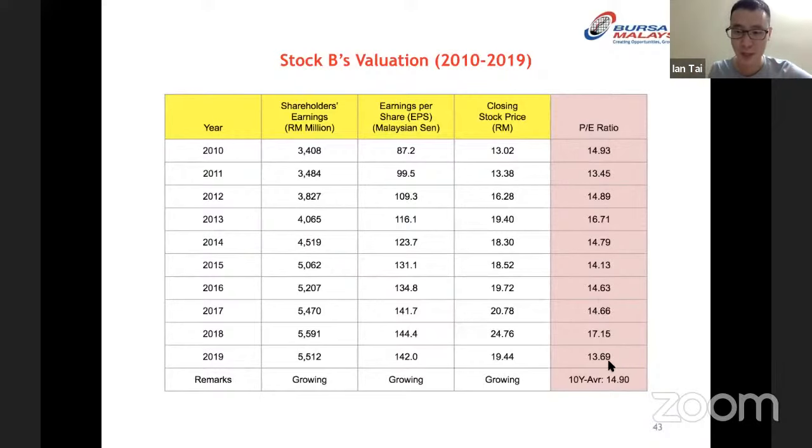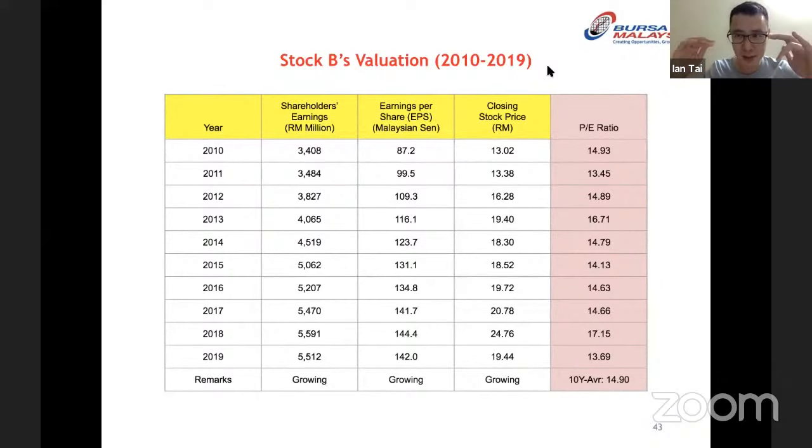Here I have calculated the average for you. The 10-year average PE is actually 14.9. Which means, from an investor's point of view, let's say I want to invest in stock B, and I calculated that the 10-year PE ratio average is 14.9. My job as an investor is to make sure that stock B's fundamentals are solid first. And if the PE ratio is below 14.9, I will see that as being undervalued.